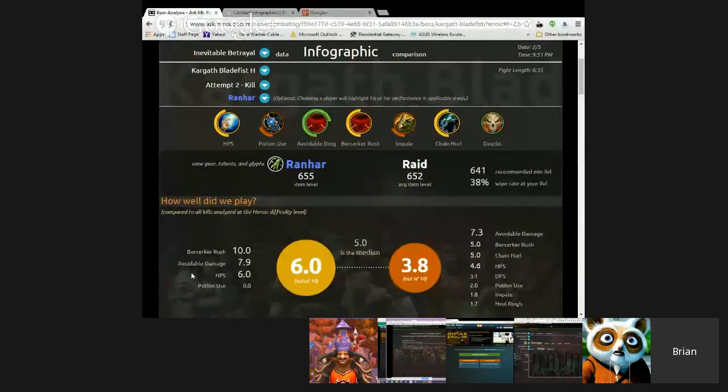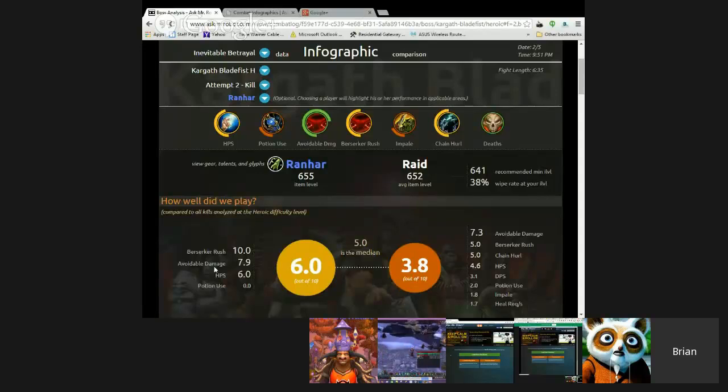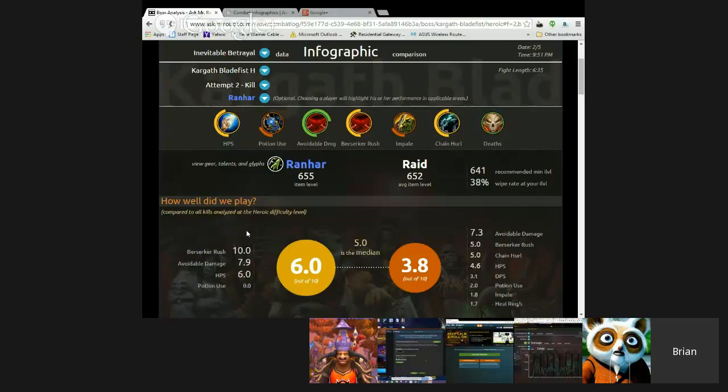You can go out and look at top kills, you can look at top ranked DPS and compare yourself to that, but for tanks and healers there really hasn't been a metric for you to actually play with. And that's one of the really exciting things about this.